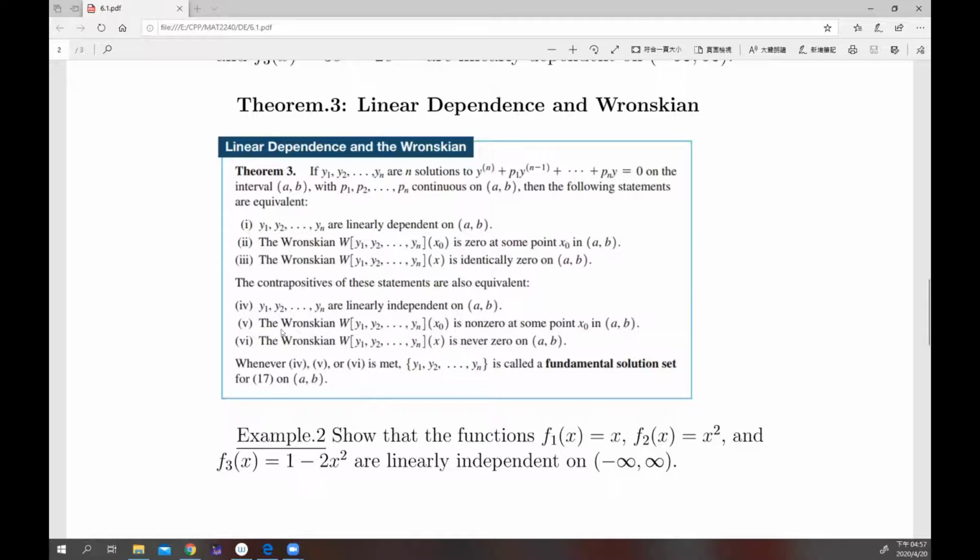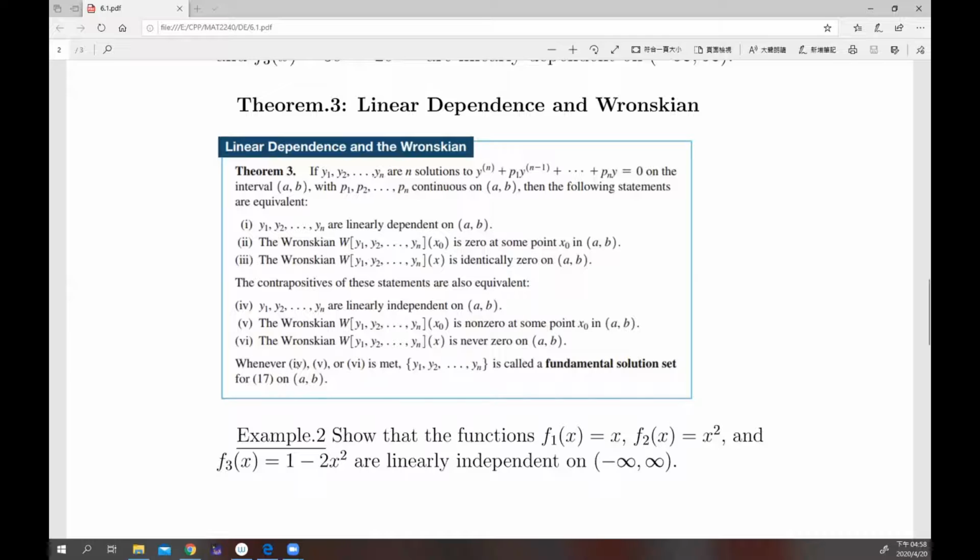And the next two is the Wronskian is non-zero at some point x0 in AB. Right? So if you can find a value such that the determinant of this matrix is non-zero at some point in AB, then we can say that it's linearly independent. Or if we can show that the Wronskian is never 0, then that also means we can say that the set of functions is linearly independent.